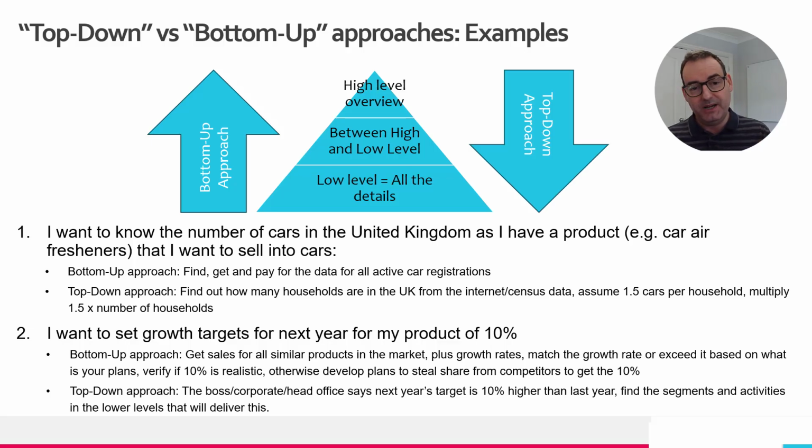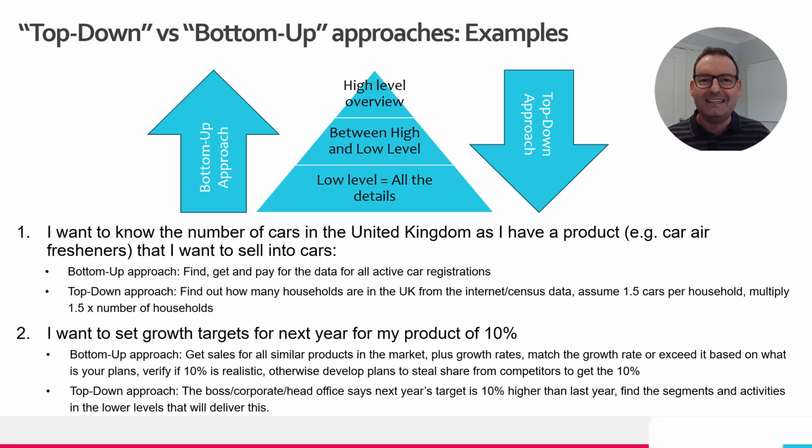A top-down approach might be, we don't have time to find the data, who has it. We don't have the budget to pay for it if people are selling it. And we need speed. We need to get an answer on this in the next couple of days. So you brainstorm with your team. A top-down approach might look like, you find out how many households there are in the UK or in the country you're in. And this is much more freely available than car data.